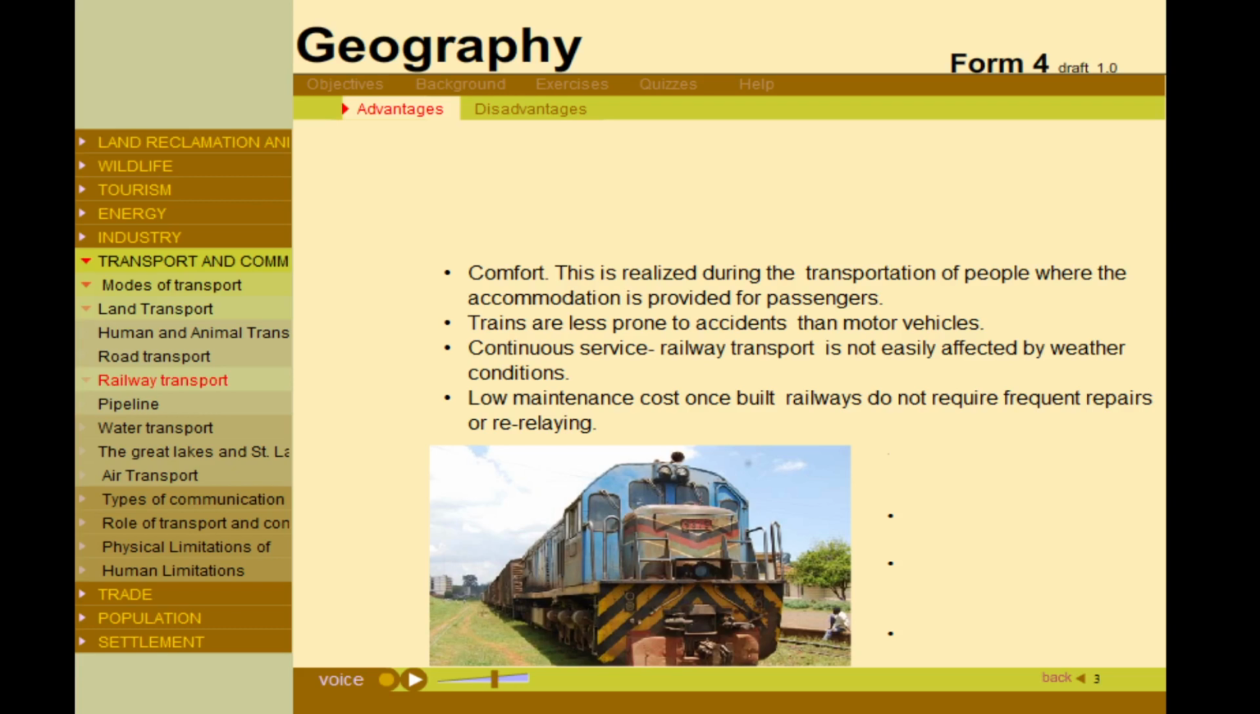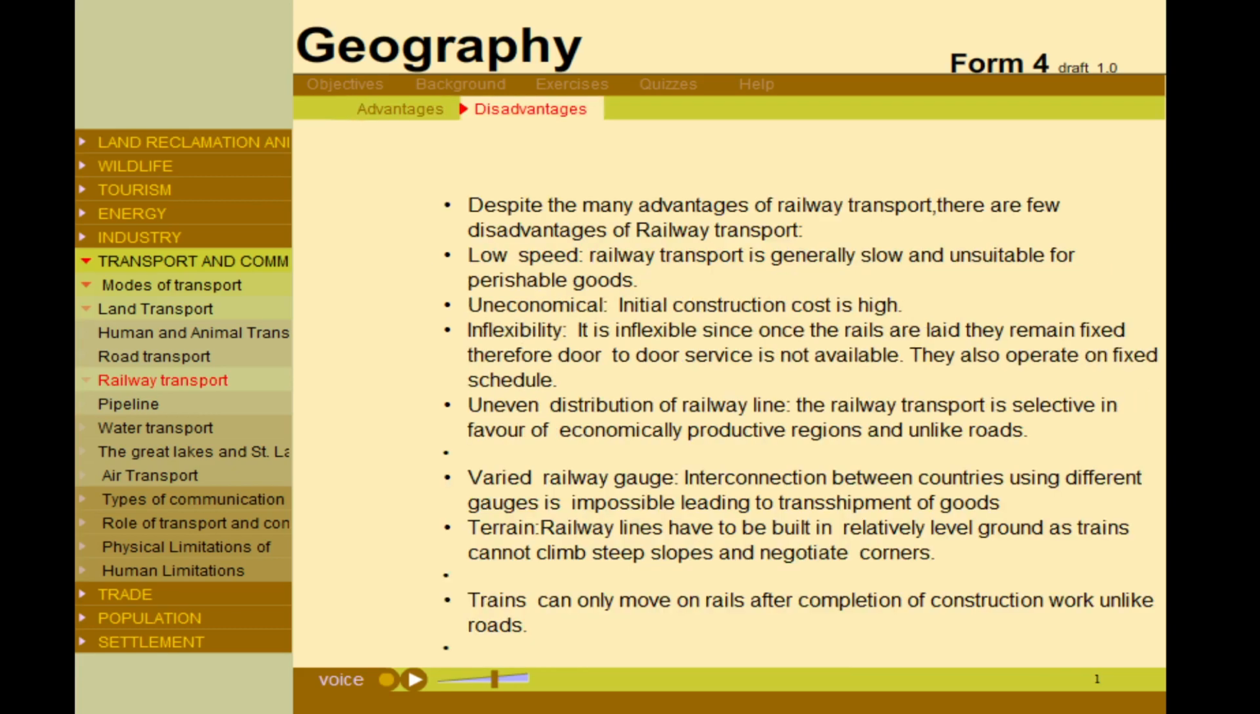Despite the many advantages of railway transport, there are few disadvantages of railway transport. Low speed. Railway transport is generally slow and unsuitable for perishable goods. Uneconomical. Initial construction cost is high. Inflexibility. It is inflexible since once the rails are laid, they remain fixed, therefore, door-to-door service is not available. They also operate on fixed schedule.